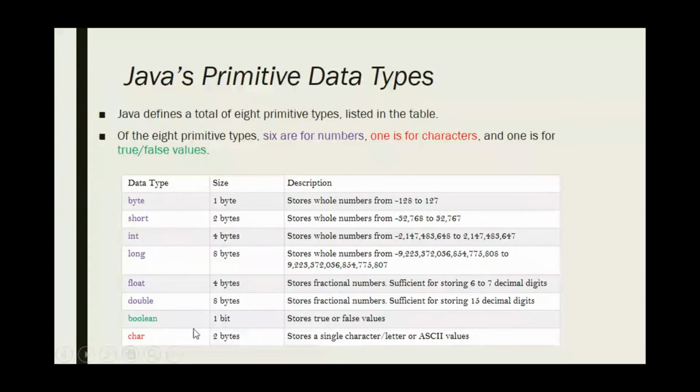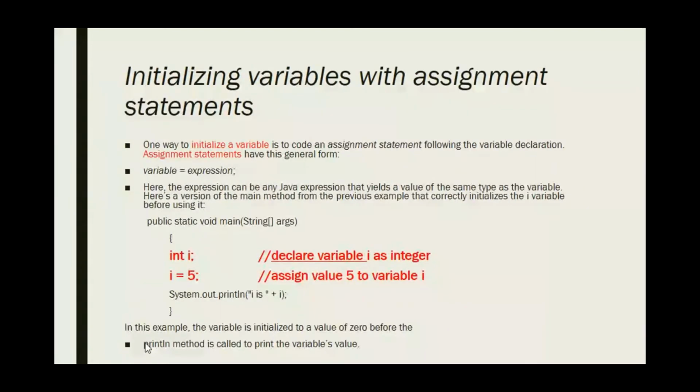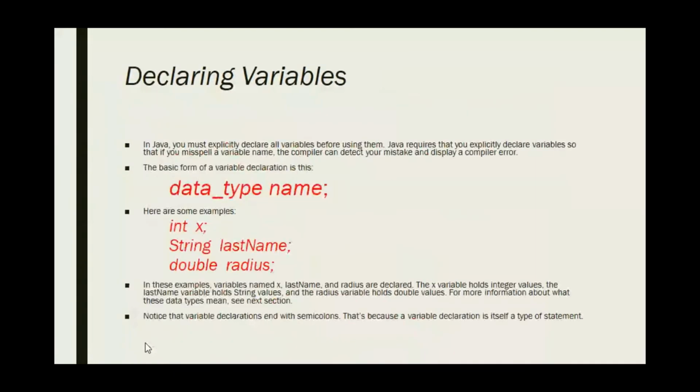So these are the 8 primitive data types in Java. We have 6 numeric data types, 1 Boolean data type, and 1 character data type. Okay. So we have already covered variables and data types. So variables are declared like this.